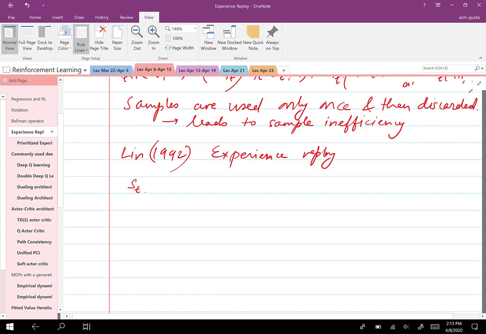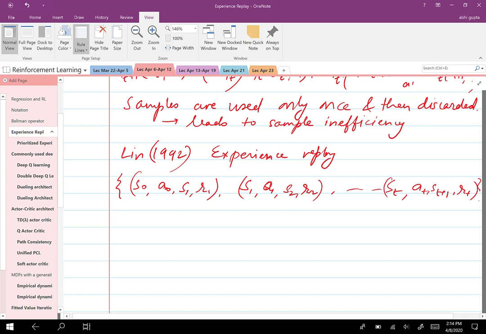So you have your ST, AT. Let me start with S0, A0, S1, R1, S1, A1, S2, R2, and so on, all the way to ST, AT, ST plus 1, RT. So you have accumulated all these samples from your simulator.